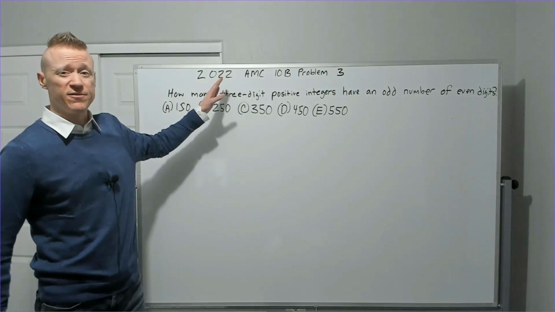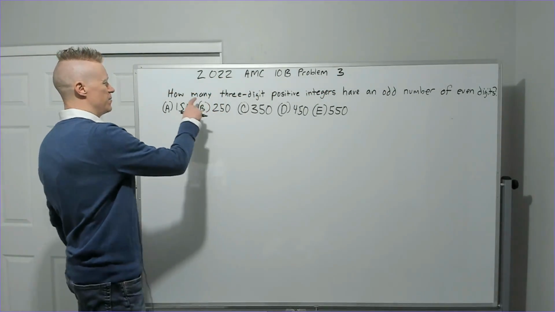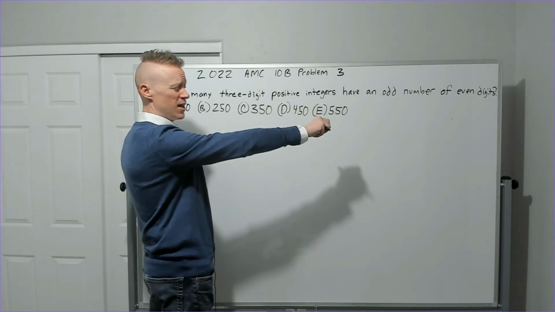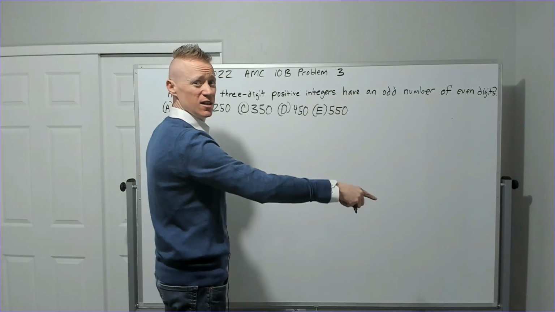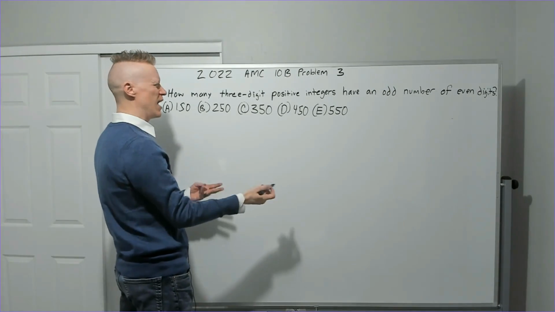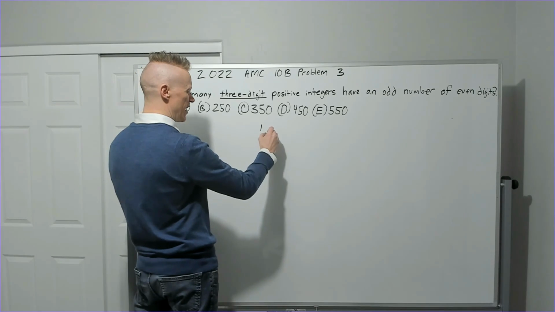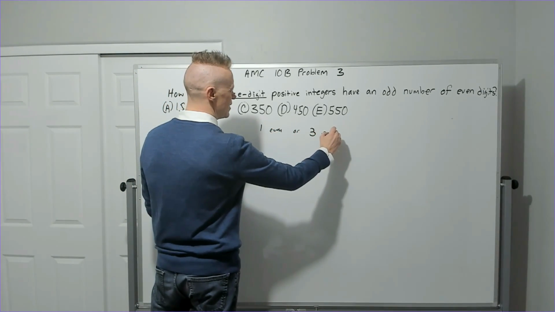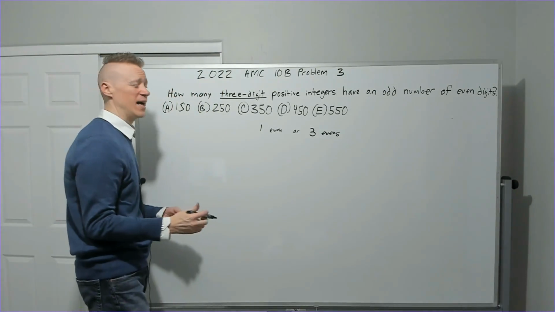Continuing on with the rapid fire set, problem number 3 from the 2022 AMC 10B. How many 3-digit positive integers have an odd number of even digits? That's a little bit to process. So if I have an odd number of evens in a 3-digit number, I could either have 1 even or 3 evens, okay? Now this is just the way I solved it. You might have found a faster way.